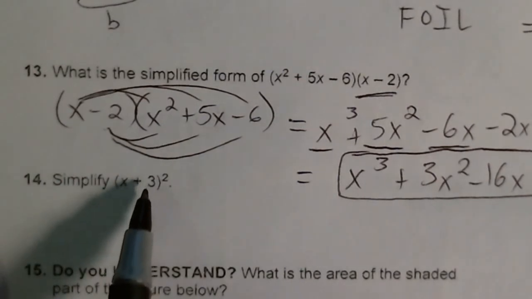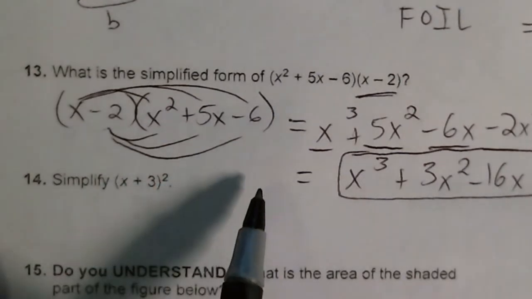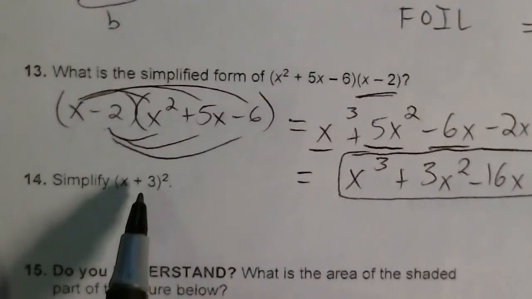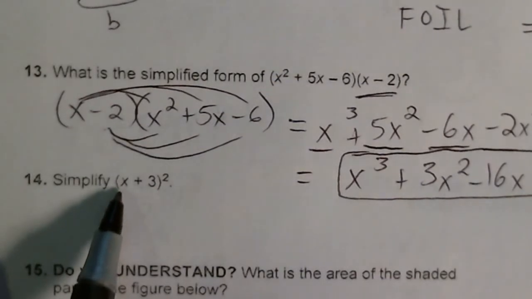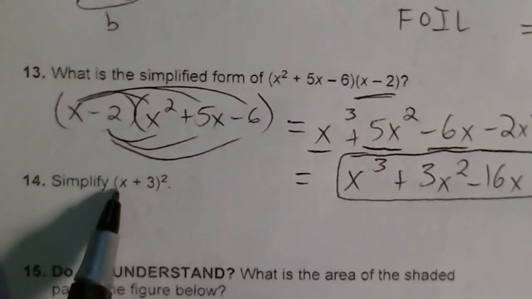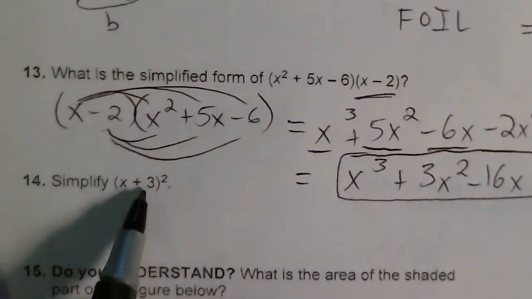X plus 3 squared, you could just write x plus 3 times another x plus 3 and FOIL it out, but if you remember the rules, all I do is when I'm squaring a binomial, I square the first term, I square the back term, and those are my first and third terms. To get the middle term, I multiply the first term times the second term, and then I double it.